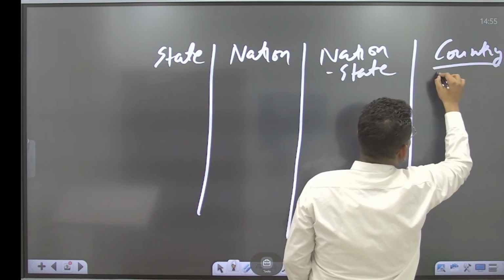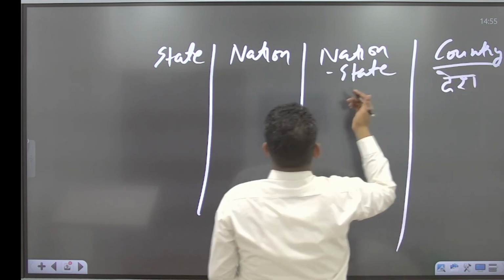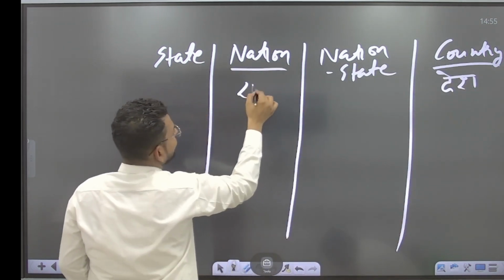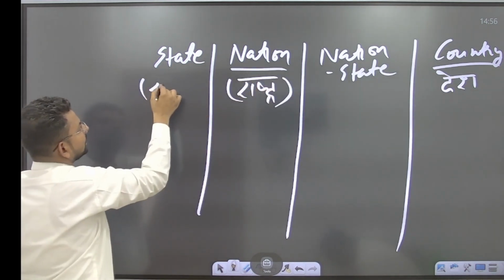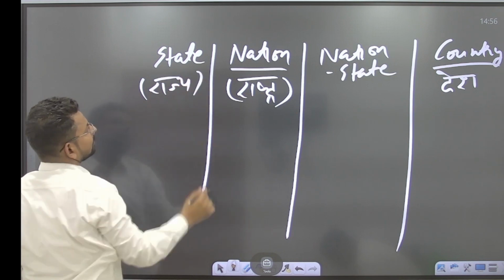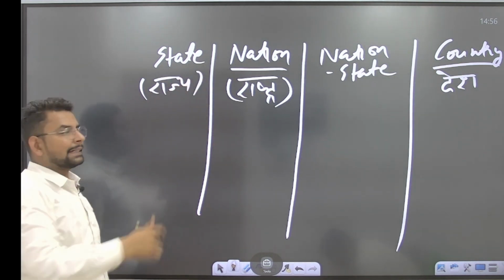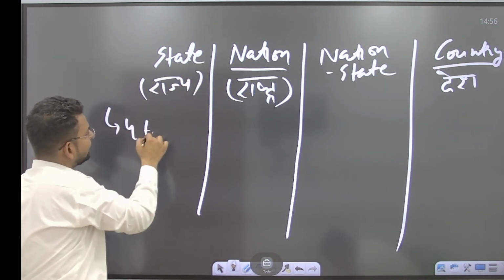हिंदी में मैं आपको साथ लिख देता हूं. This was a देश, this is राष्ट्र, and this is राज्य. हमने स्टेट में देखा था 4 बेसिक रिक्वायरमेंट.